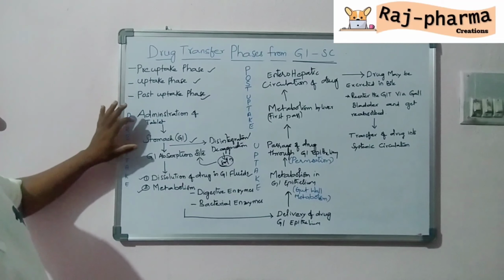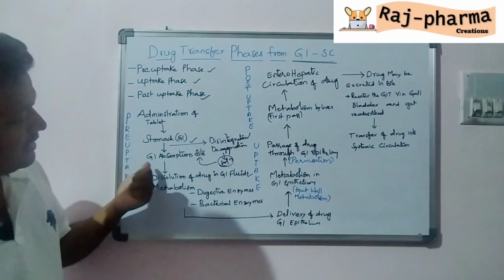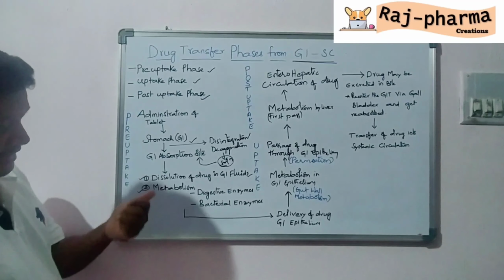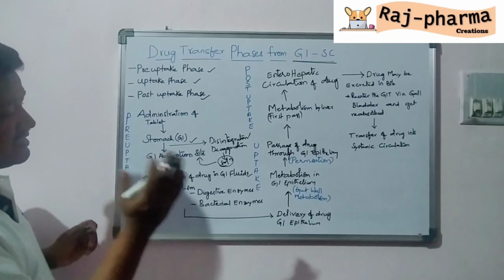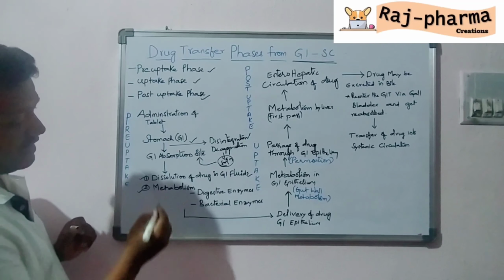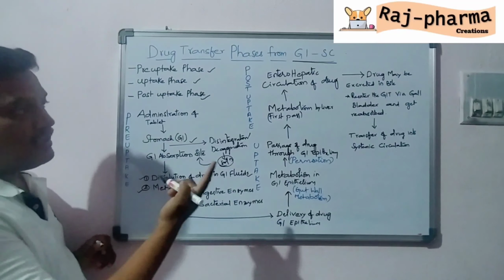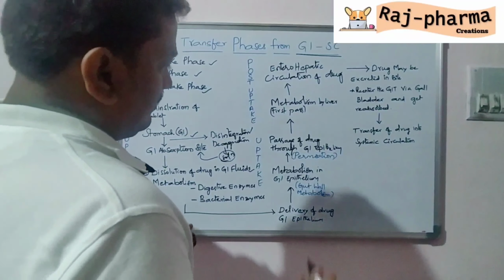So what are the steps involved? Administration of the tablets, entering the stomach, disintegration, deaggregation, and finally the drug enters the GI absorption site. There, dissolution of the drug in the GI fluids happens, and finally metabolism happens because of digestive enzymes and bacterial enzymes. Then comes the next phase.